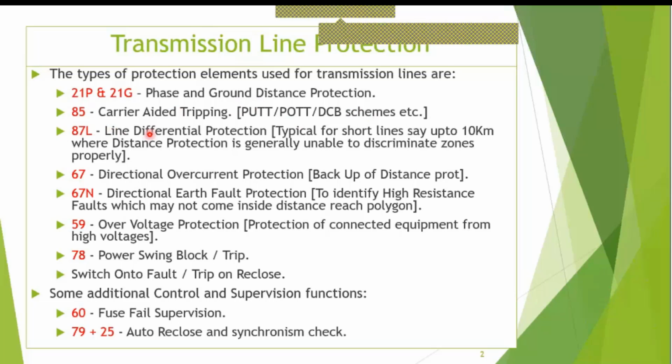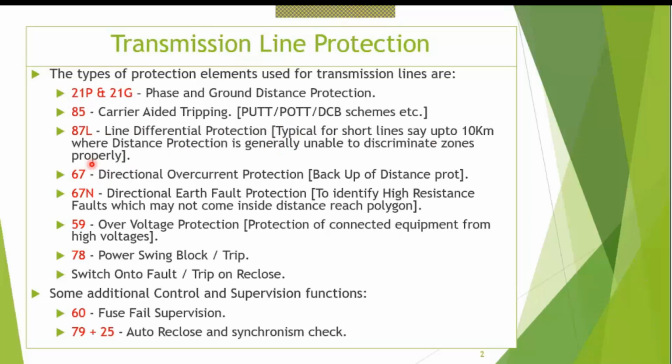Okay, now there is another type of protection which is probably the best protection in this whole world, that is line differential protection for line protection. But it is used typically for short lines up to maybe 10-12 kilometers, where distance protection is generally unable to discriminate the zones properly, because in a very short line the impedance variation between an 80% fault and a 100% fault is very low, and distance protection is not able to properly discriminate that. That is why line differential is the most used protection in the shorter version of this line.